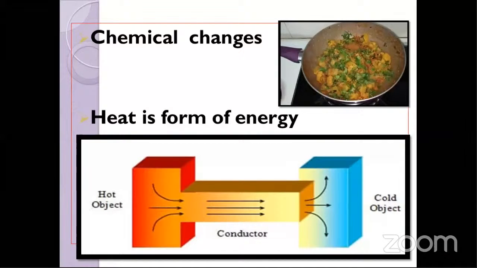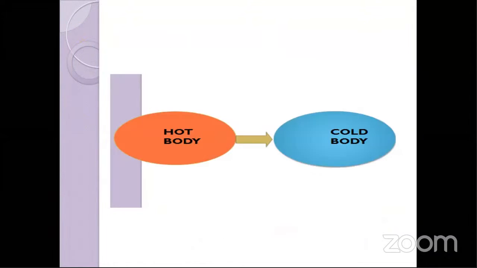Thus, we all know about temperature. Ice cream is cold and tea is hot. It means the temperature of ice cream is less than the temperature of tea. Because the tea is hot, the flow of heat energy goes from the hot body to the cold body. See here, the flow of energy from the hot body to the cold body when we give heat to them.